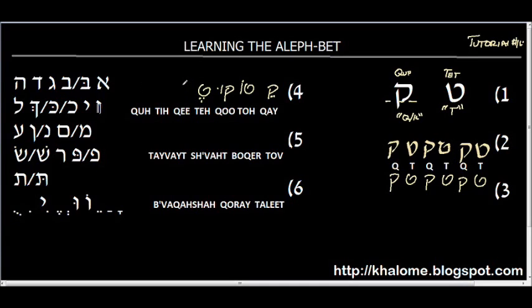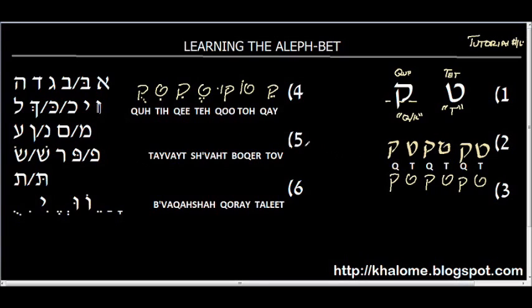Ki, and Ti, Yud below, and then Ku again. Oh, I'm sorry, that should have been the one we just learned, the little diagonal three dots.